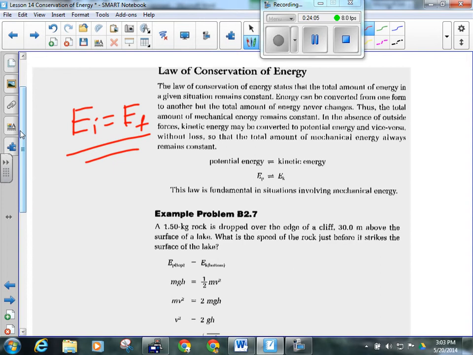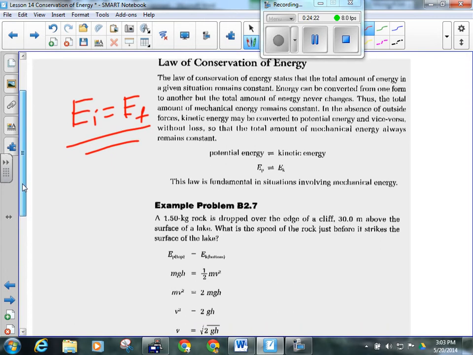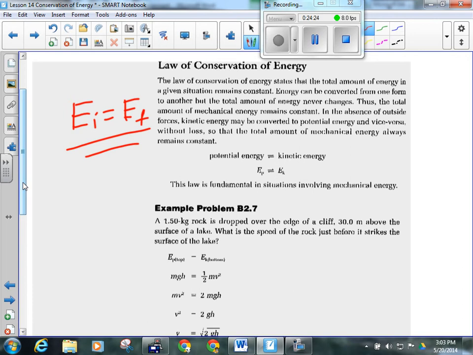We bent the bow, put elastic potential energy into the bow, it did work on the arrow, gave it kinetic energy, that kinetic energy became potential, and when it falls back down, that potential energy would turn back into kinetic. Everybody with me there? So let's look at this example. I have a 1.5 kilogram rock, and it is dropped over the edge of a 30-meter cliff. What's the speed of the rock just before it strikes the surface of the lake?